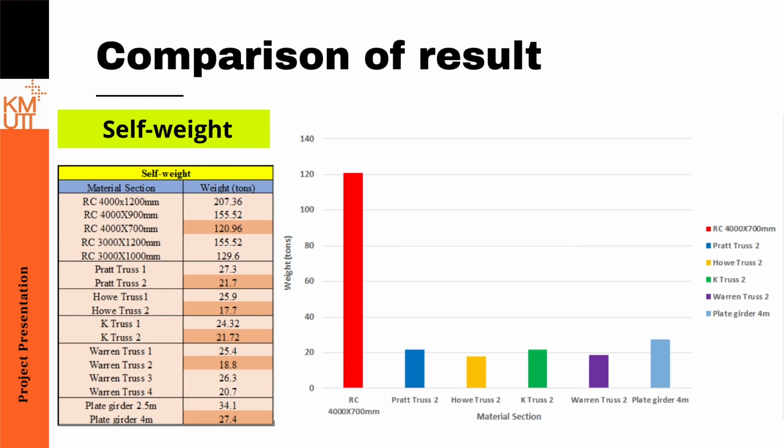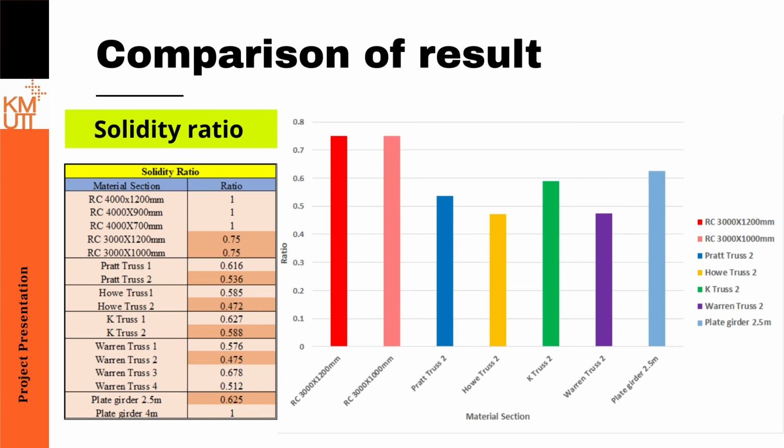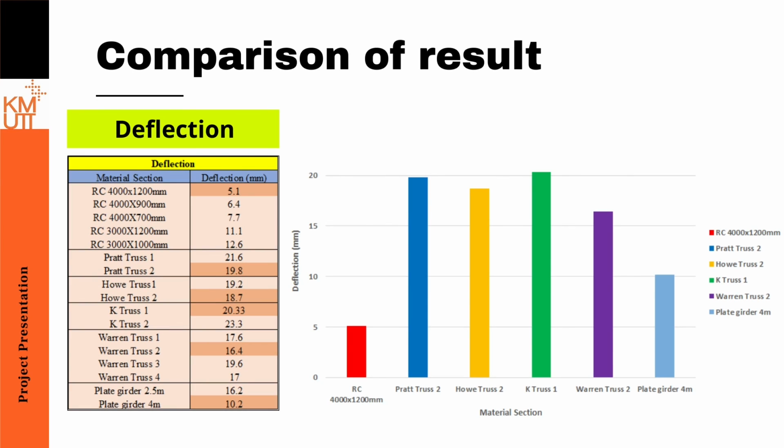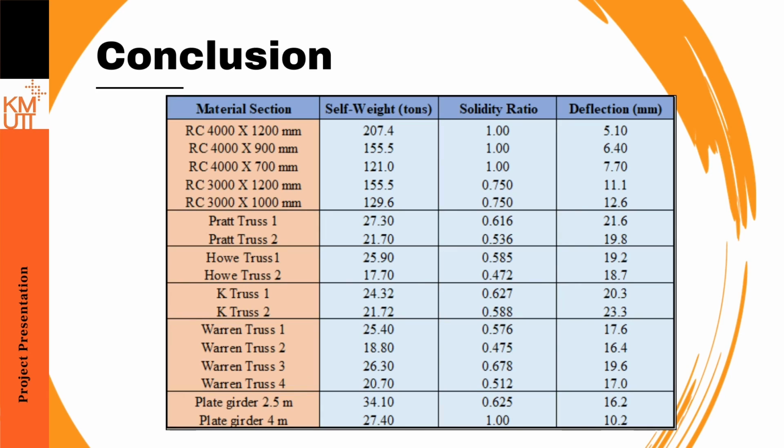In comparison of results, first is self-weight. Reinforced concrete beam has the most self-weight, while truss has the least. Second is solidity ratio. Truss is the only type of transverse structure that can provide void between sections. Reinforced concrete beam and plate girder have to reduce height to provide void space. Finally is deflection. RC beam has the least deflection, followed by plate girder and truss respectively.